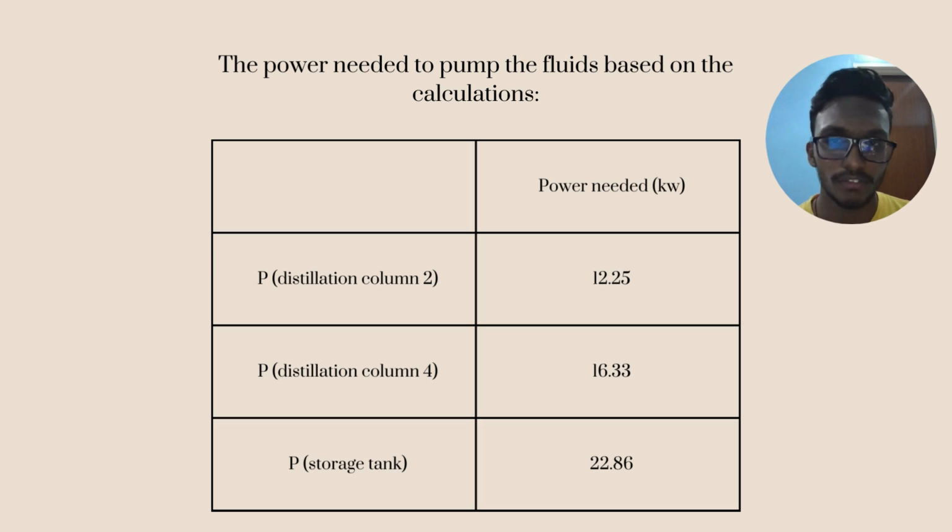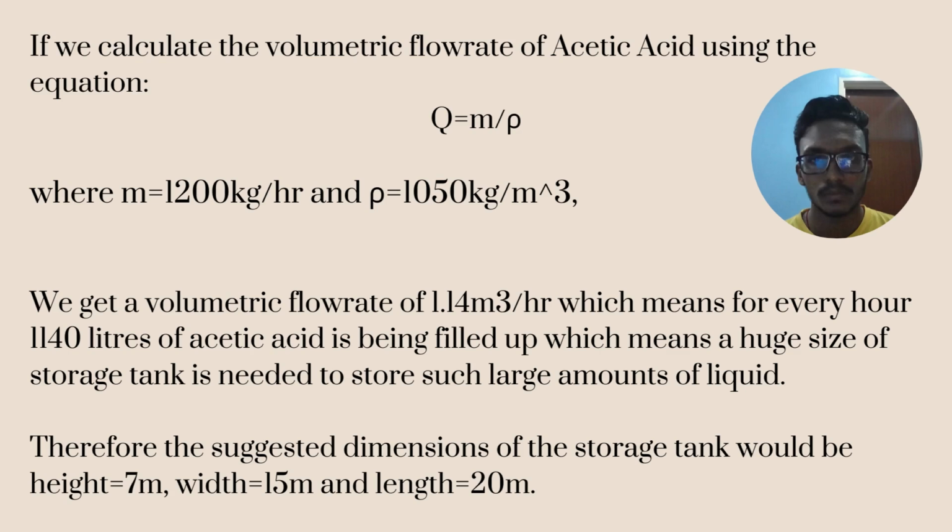The power needed for distillation column 2 is 12.25 kilowatt. The power needed for distillation column 4 is 16.33 kilowatt, while the power needed for the storage tank to pump the fluid is 22.86 kilowatt.